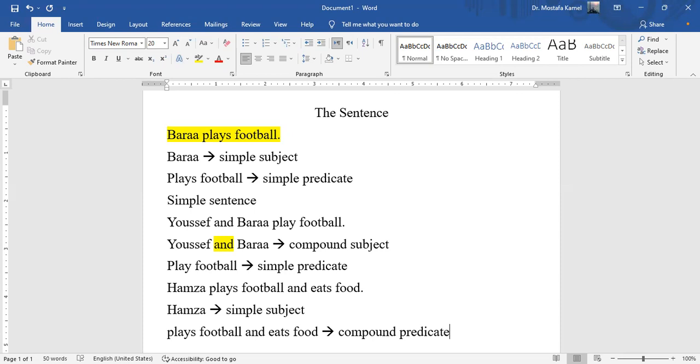Now, this compound predicate is joined by what word? Here, the two verbs are joined by what conjunction? Plays and eats. Yes, so it's "and." Very good.